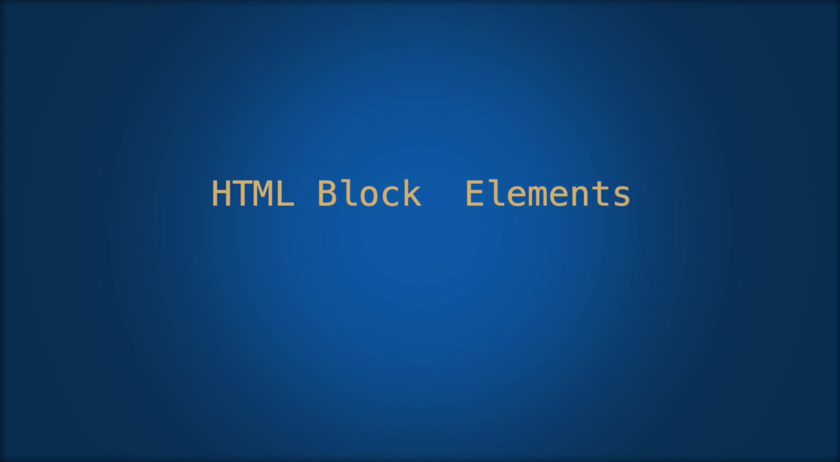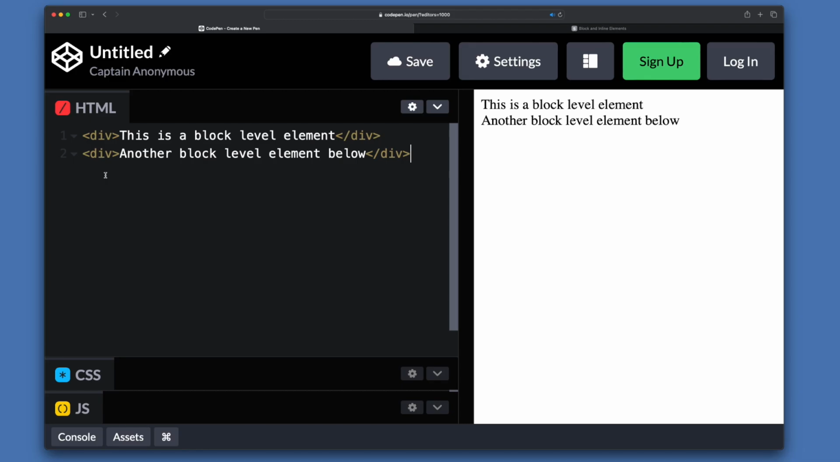The block elements will take up the full width of the space available from left to right, and they are always on their own line, which means they will push anything after them onto the next line. Here is an example of what I'm talking about.